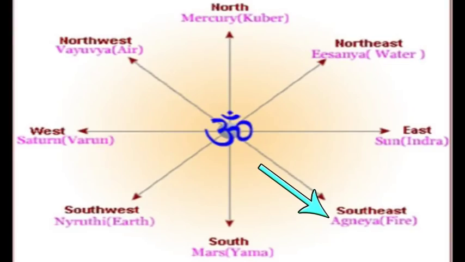The southeast is called Agni Moola, named after fire. East is called Aditya side, named after the sun. Northeast is called Isani Moola, called after Shiva. North is called Kubera side, obviously called after Kubera.